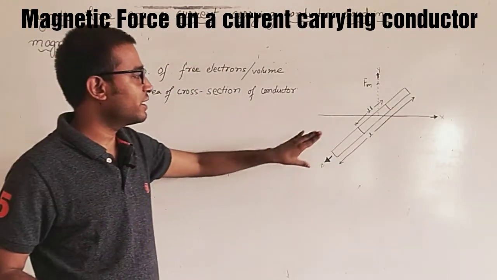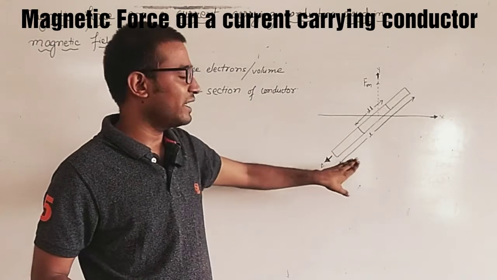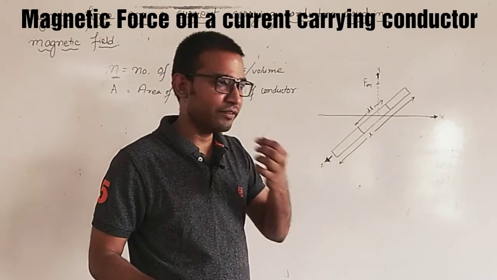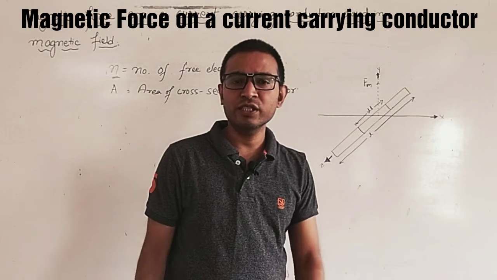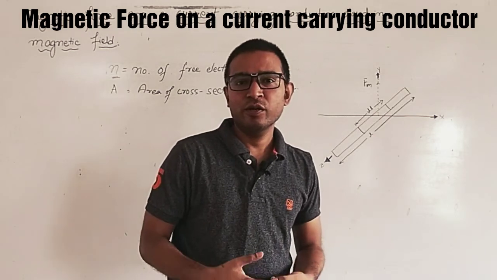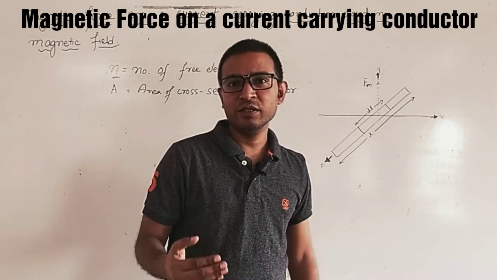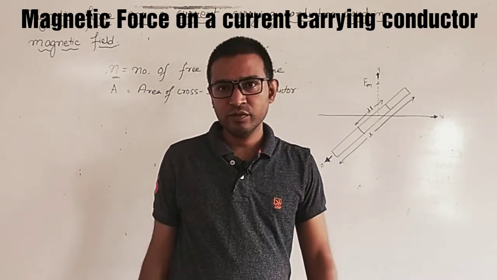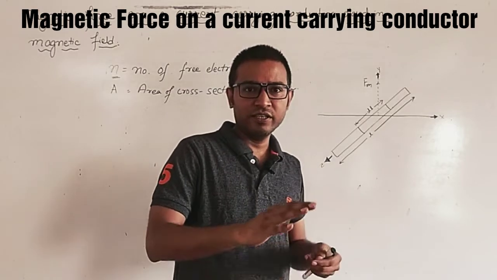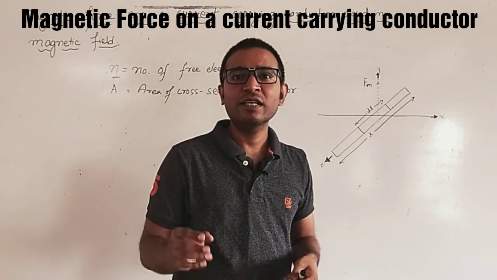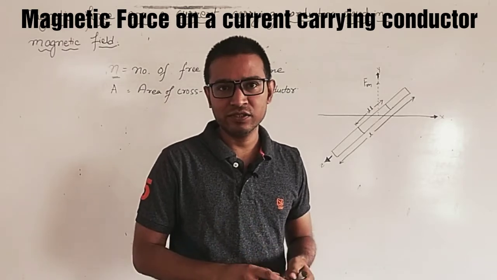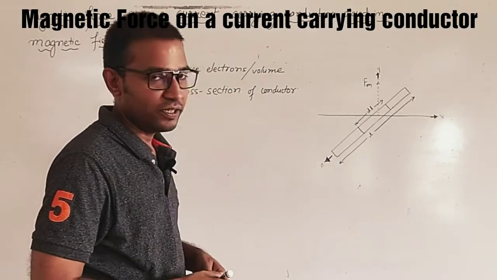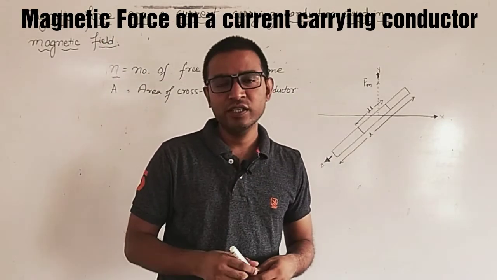First of all, we will consider a conductor of length L placed in a uniform magnetic field B. We know very well that an electron always moves in a direction opposite to the electric field. Let us suppose the electric field is in the left direction, then the electron will move in the opposite direction, that is towards the right. So in that case, there is a term called drift velocity.